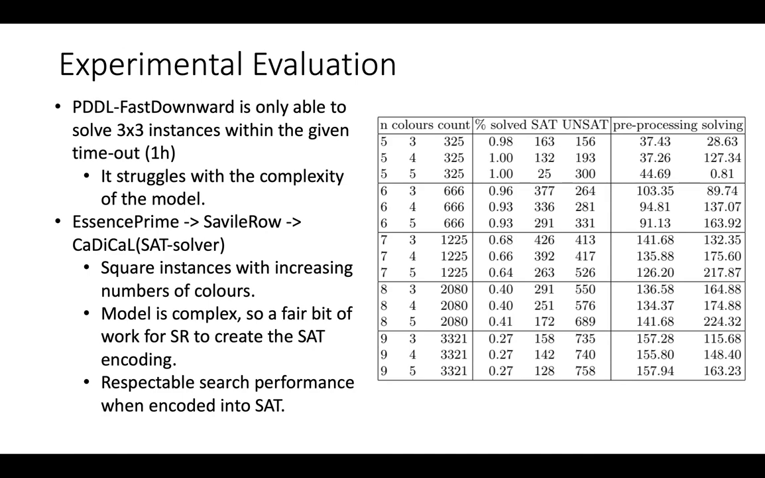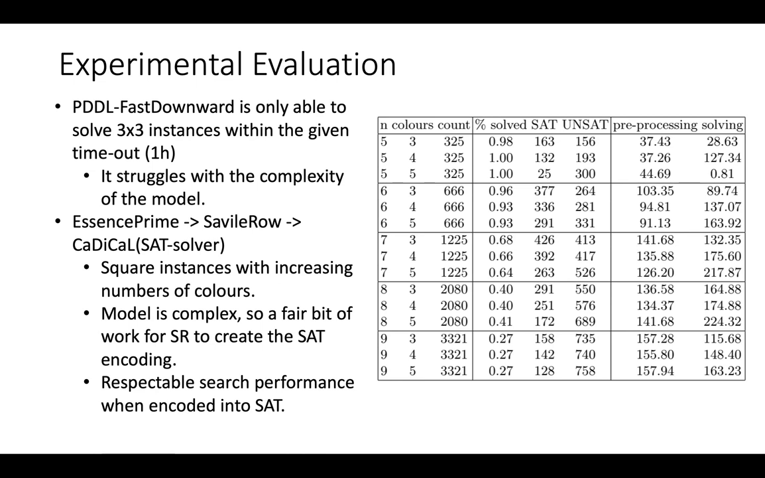Okay, so again, the rest of the cases are given in full detail in the paper. Let's talk about what we found experimentally. The performance of PDDL with a state-of-the-art planner, Fast Downward, was not very good, and it is only able to solve 3x3 instances within an hour's timeout. And really the problem is the size and the complexity of the model I've just talked about. It had a lot of trouble grinding it out before it got any search done, and therefore that limited the instances that it could solve.